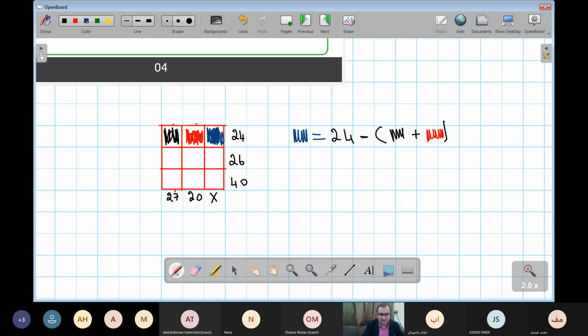If we go with the other option, for example, if we have here this one, yellow and green, and still the final one, red. For the second line, the red one must be equal to 26 minus the yellow box plus the green one. Okay?